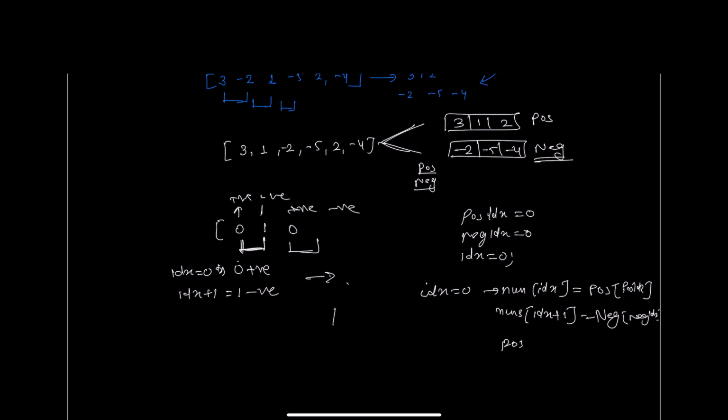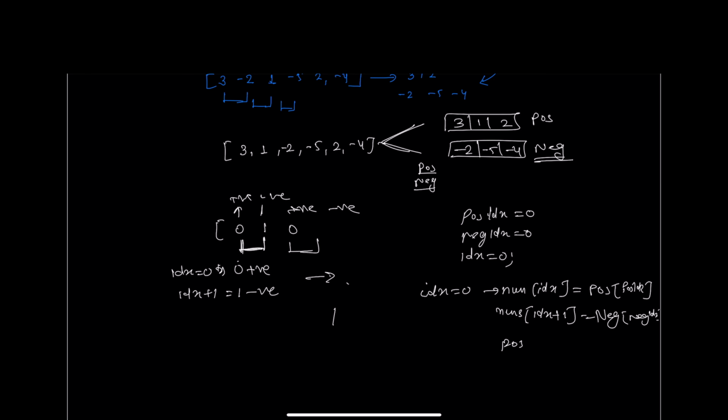So let's see how we write our code. We will see our code in the code editor. So let's discuss the time complexity of this solution. Time complexity: first we will iterate the whole nums array to create two arrays. One is a positive array and one is a negative array.